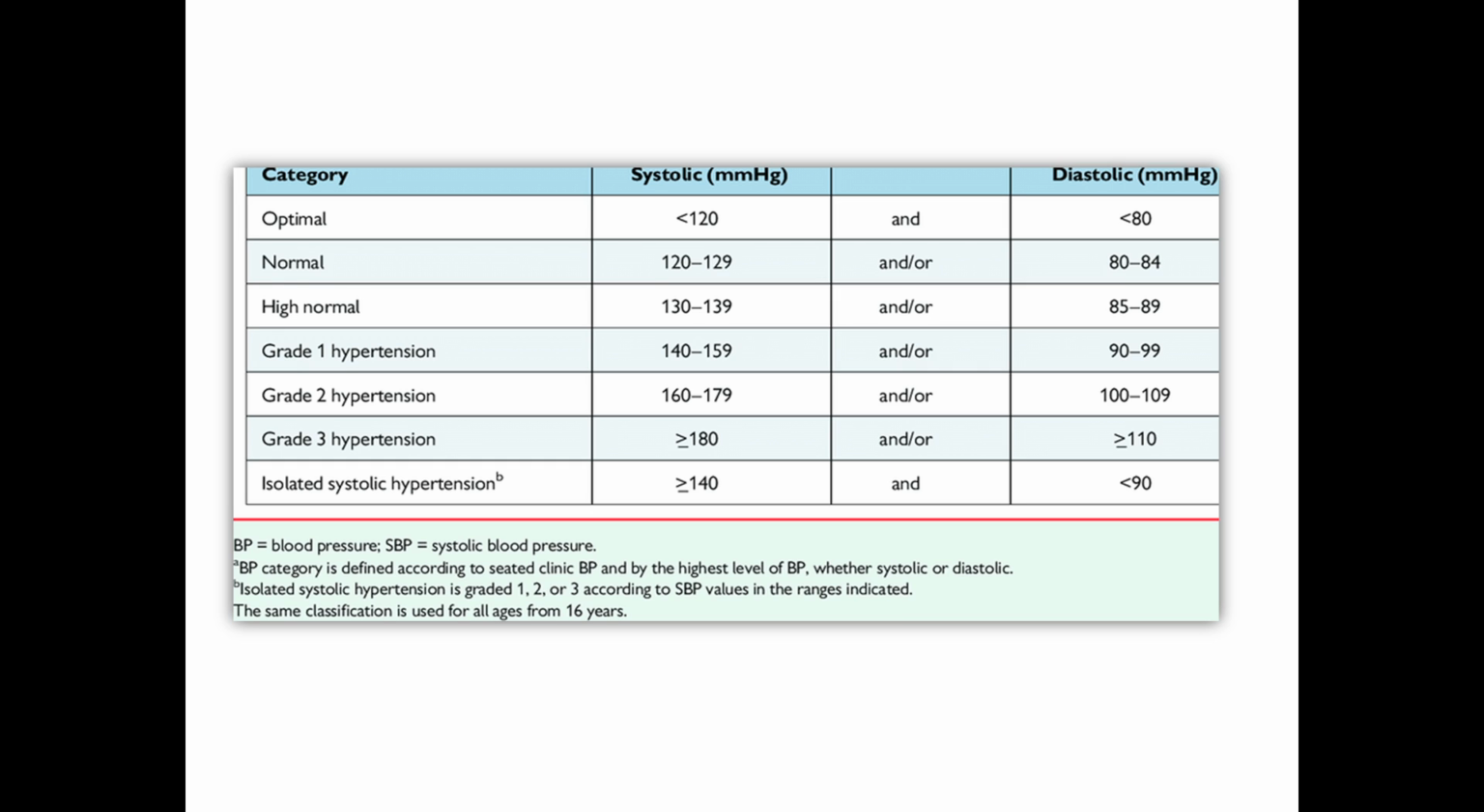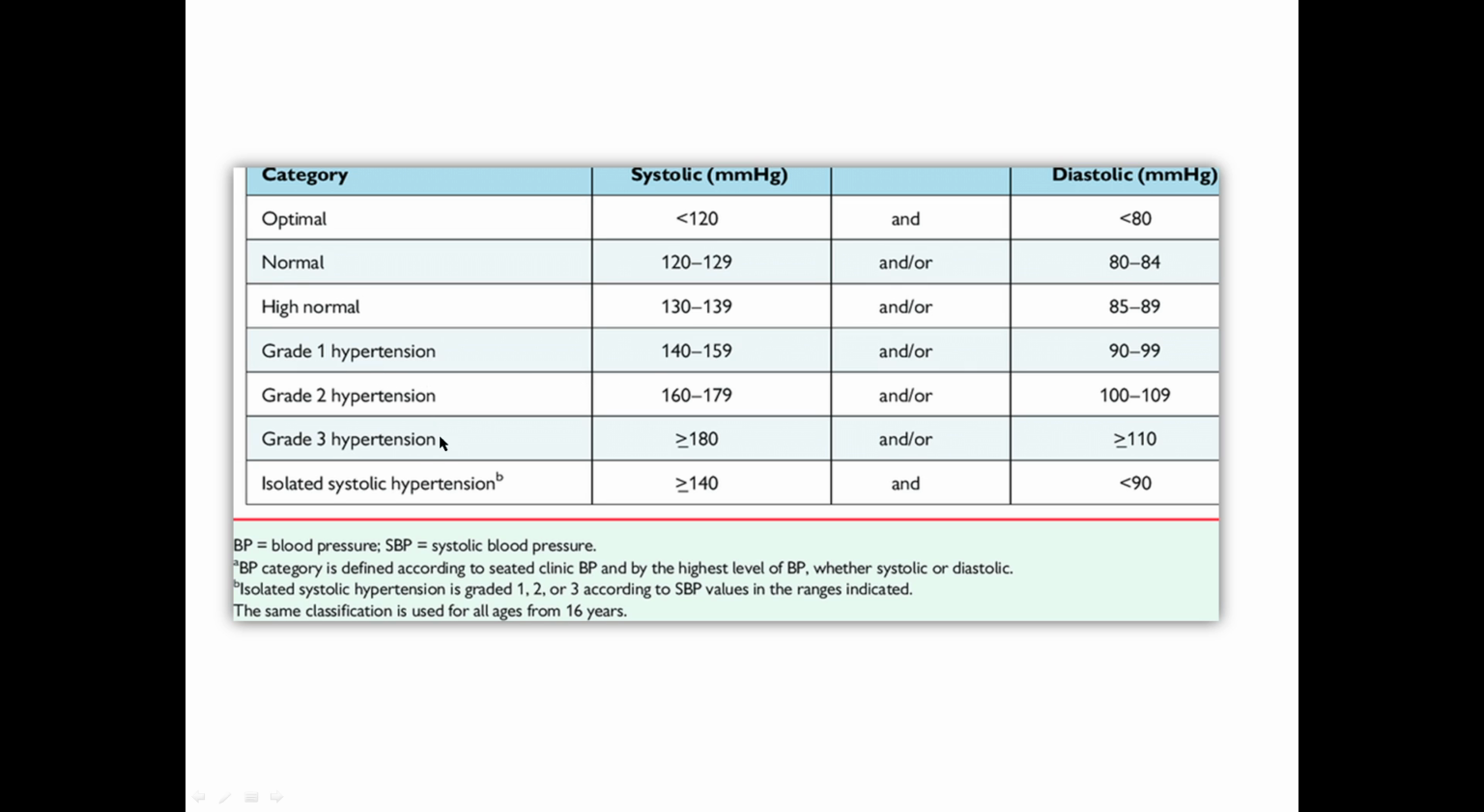Here are the levels of arterial hypertension. Normal pressure: systolic pressure from 100 to 139, diastolic pressure from 60 to 89. You see optimal, this is less than 120 over 80, whereas normal is 120 to 129, and diastolic is 80 to 84. High normal is 130 to 139, and high normal for diastolic pressure is 85 to 89.